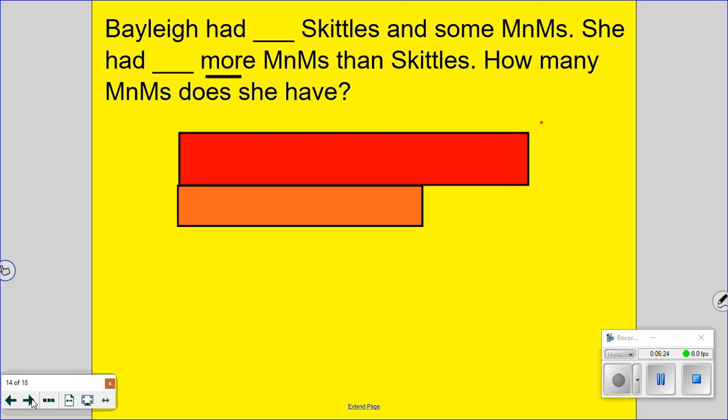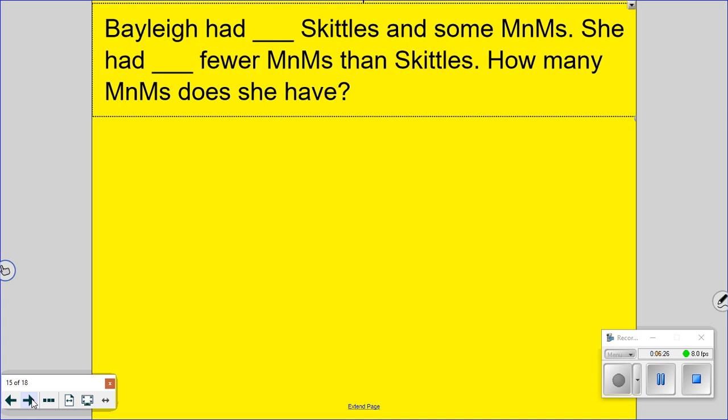We're going to look at a slightly different problem. Listen up to my story because it's changed just a little bit. Bailey had blank Skittles and some M&Ms. She had blank fewer M&Ms than Skittles. How many M&Ms does she have? We've got a slightly different word in there. What new word do I have in that problem?